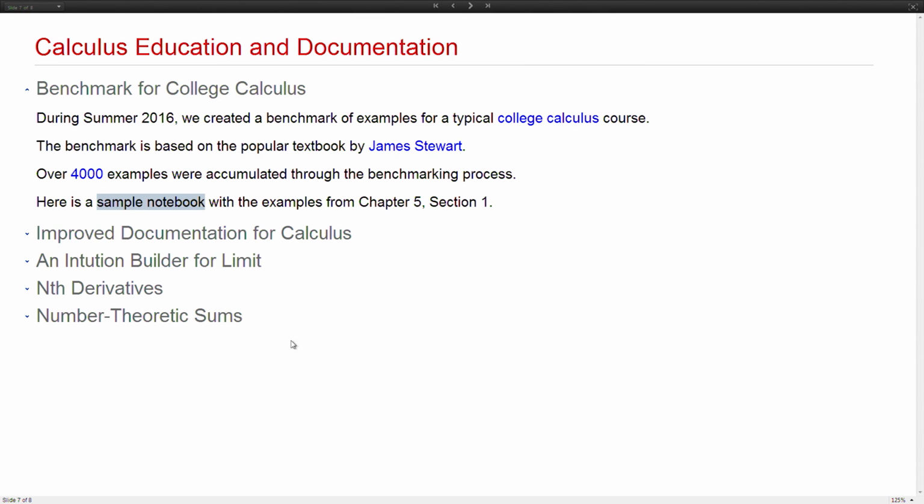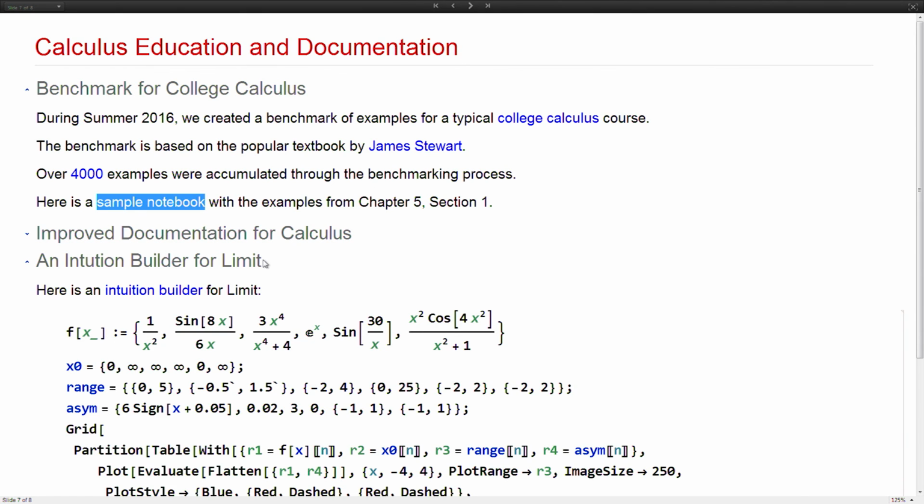Okay. So basically, we are trying to build examples for limits, etc. You have some examples over here. So that's an example for limit.